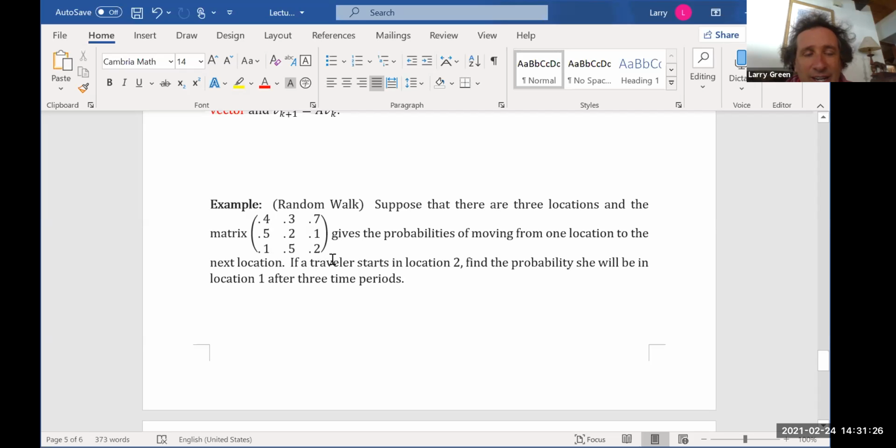Whereas if you started in Nevada, there's a 30% chance you'll move to California in a year. There's a 20% chance you're going to stay in Nevada. And there's a 50% chance you're going to move to Arizona in a year. And if you started in Arizona, there's a 70% chance you're going to move to California. There's a 10% chance you're going to move to Nevada. And there's a 20% chance you're going to stay in Arizona. Any questions on that? Is that clear?